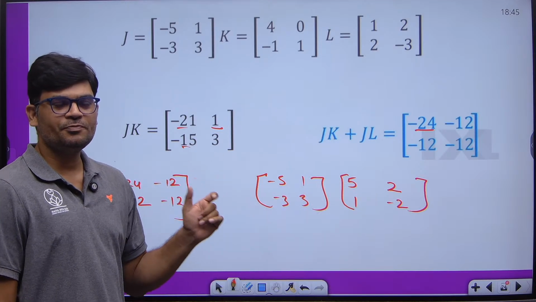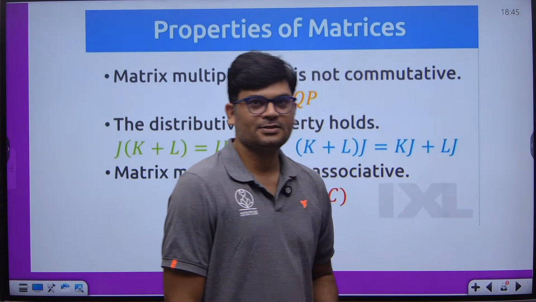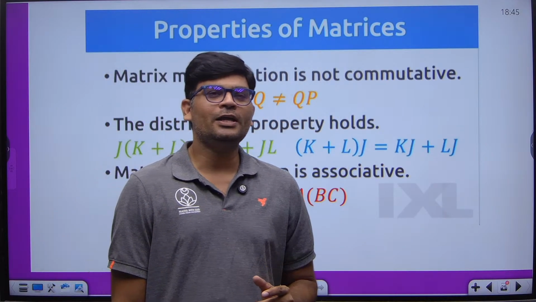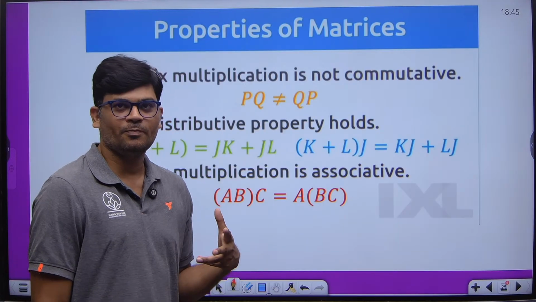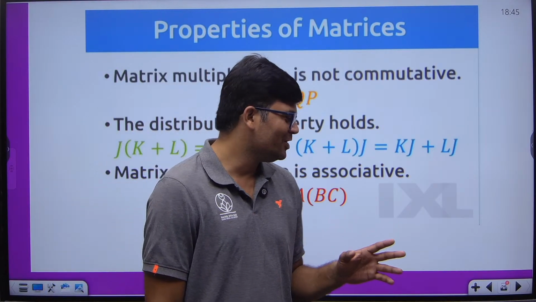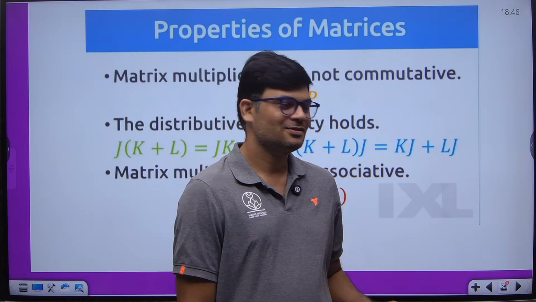So this is the distributive property. Okay. And it is valid for matrices. And it is not only valid from the left side. So there are two kinds of distributive property. You might not have known this. How many kinds of distributive property are there? Two kinds.